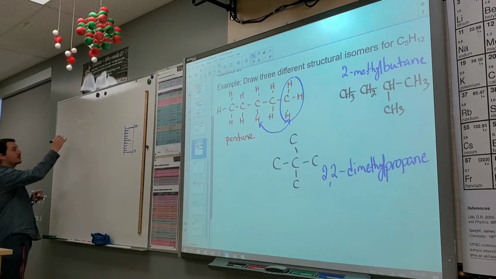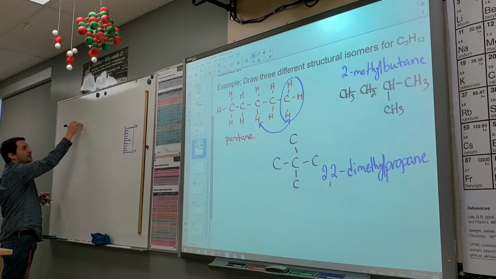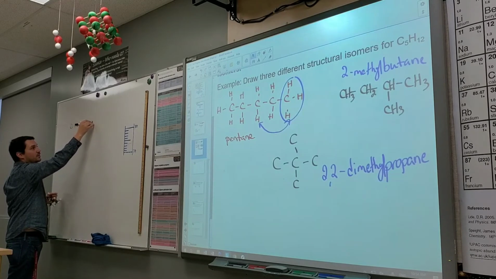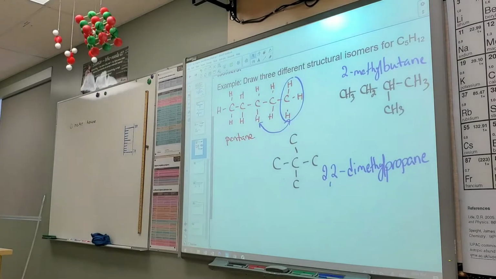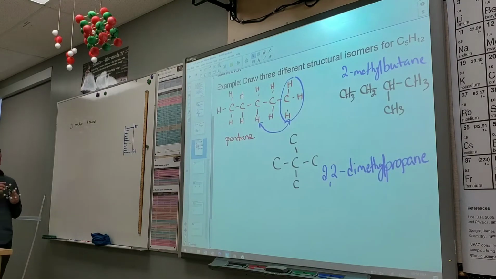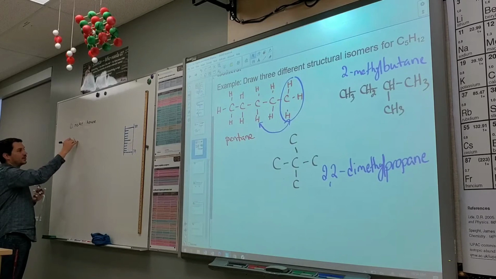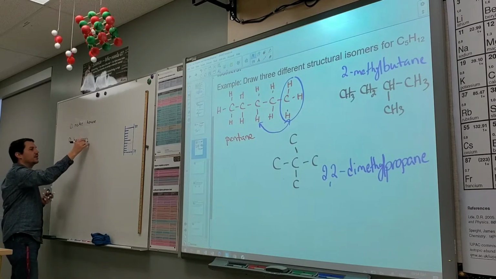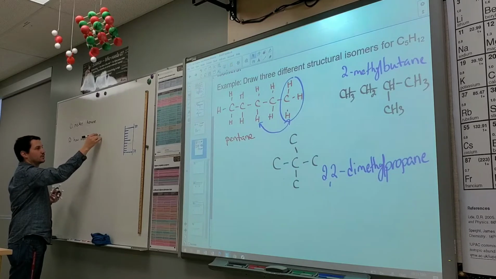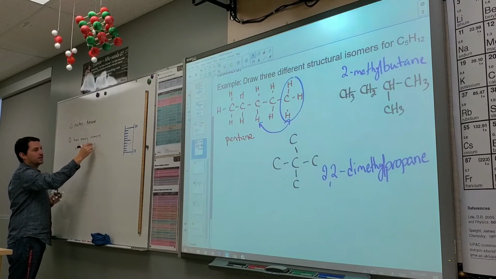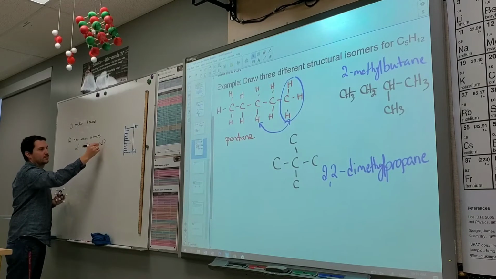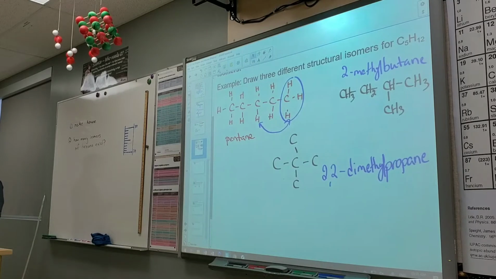So number one, just make hexane. If you want to, you can forego all of the hydrogens. You can just make the 6 carbons in a row, that's fine. But then I want you to try and figure out how many isomers of hexane exist. So try and figure out how many different isomers of hexane you can make.